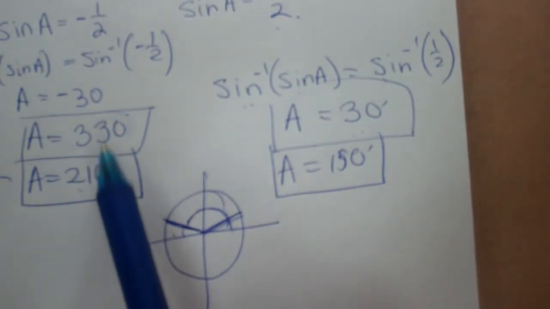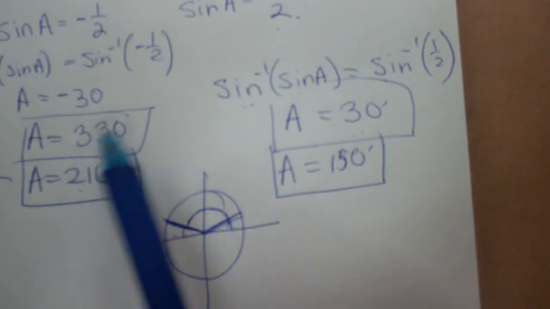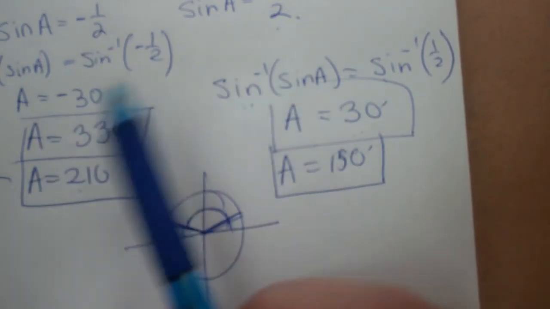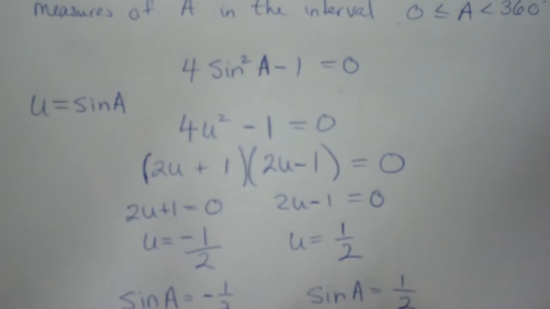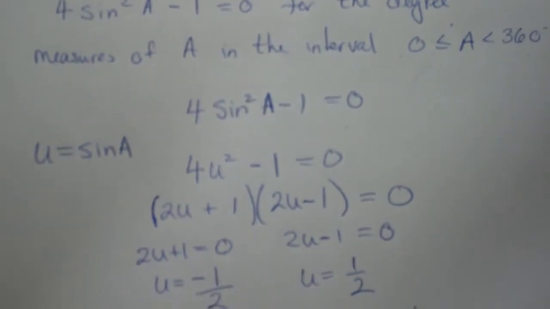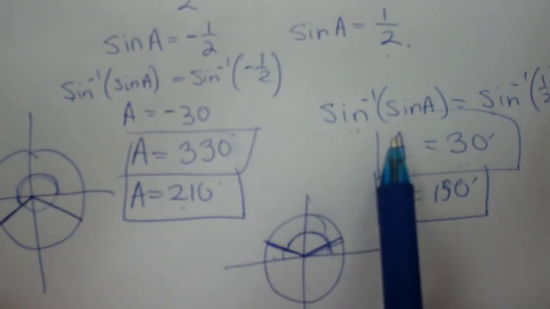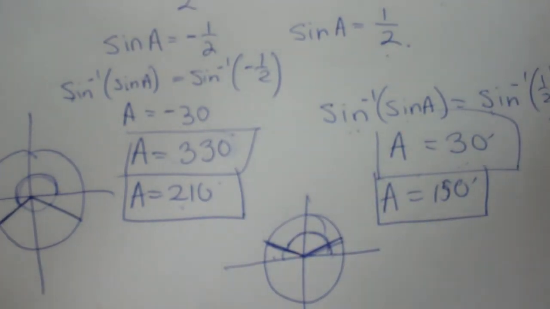Notice in this problem we found four different numbers that are each between 0 and 360. These are four different angles that will all work if you plug them into the original. They will all come out to give us the desired result. And so the final answer here is that a could be 330, a could be 210, a could be 30, and a could be 150.